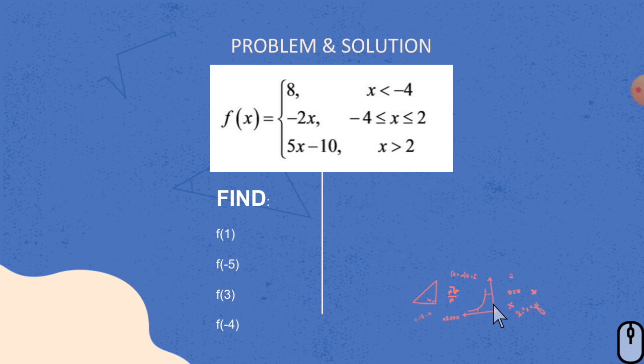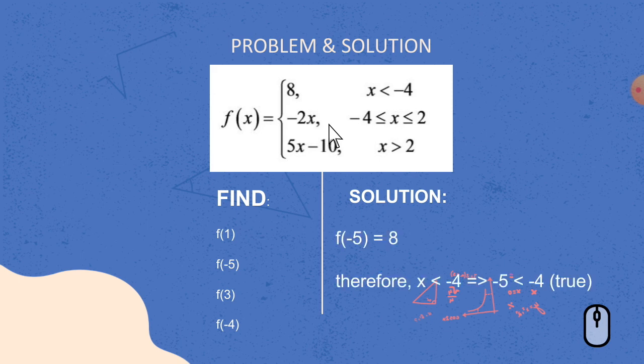Next, so how about the f of -5? So, si negative 5, itest natin ulit. So, substitute natin dito sa value ng ating x. So, negative 5 is less than negative 4. So, tama ba? Yes. So, ang gagamitin natin na equation ay f of x is equal to 8. Therefore, the solution is f of negative 5 is equal to 8. So, tama. Ito yung ating answer. F of negative 5 is equal to 8.